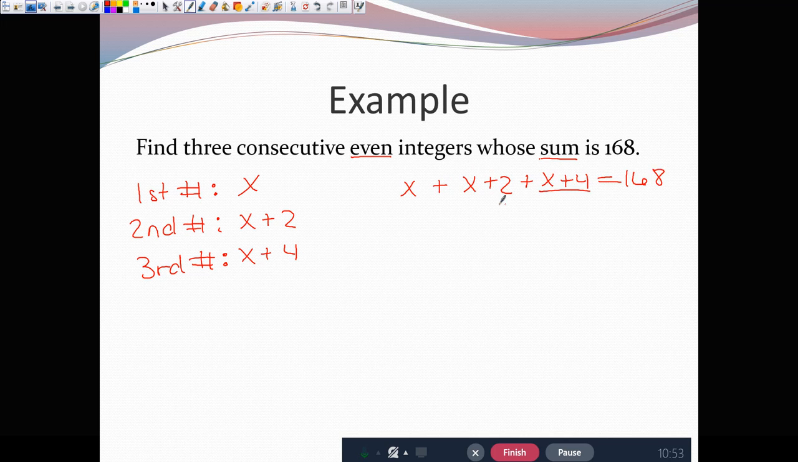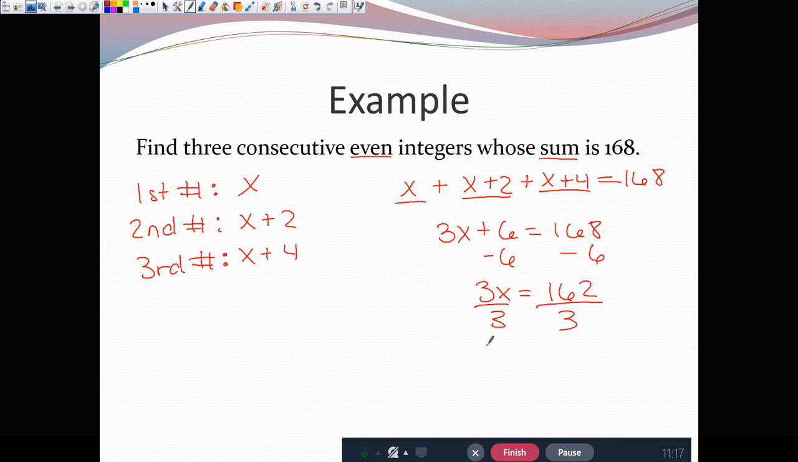So these are my three numbers that I identified. Now I'm going to combine like terms. So what is x plus x plus x? 3x. And 2 plus 4? 6. Okay, I'm going to subtract my constant. I get 3x equals 162. Divide by 3, and what does my x equal? 54.